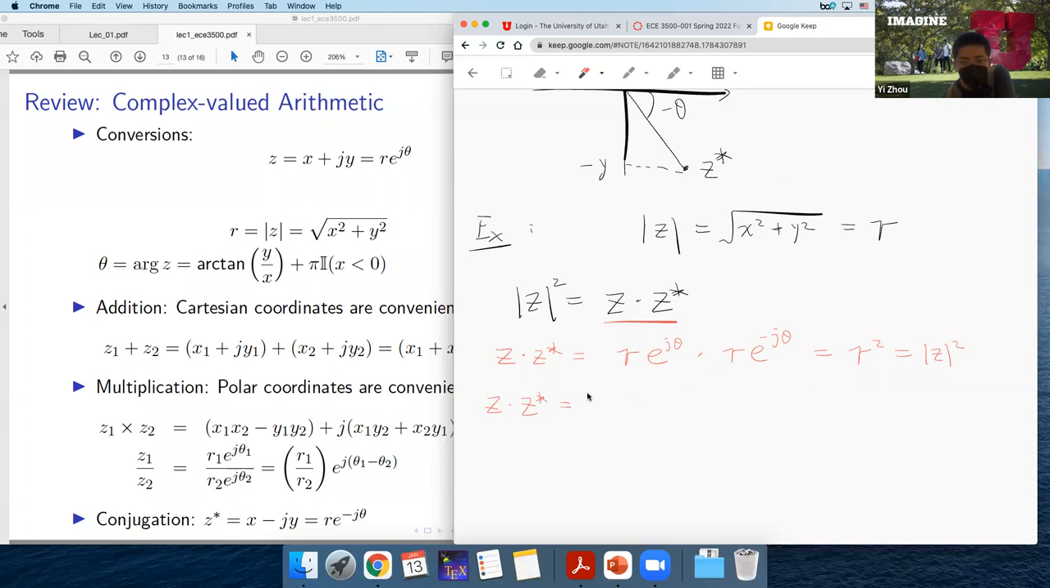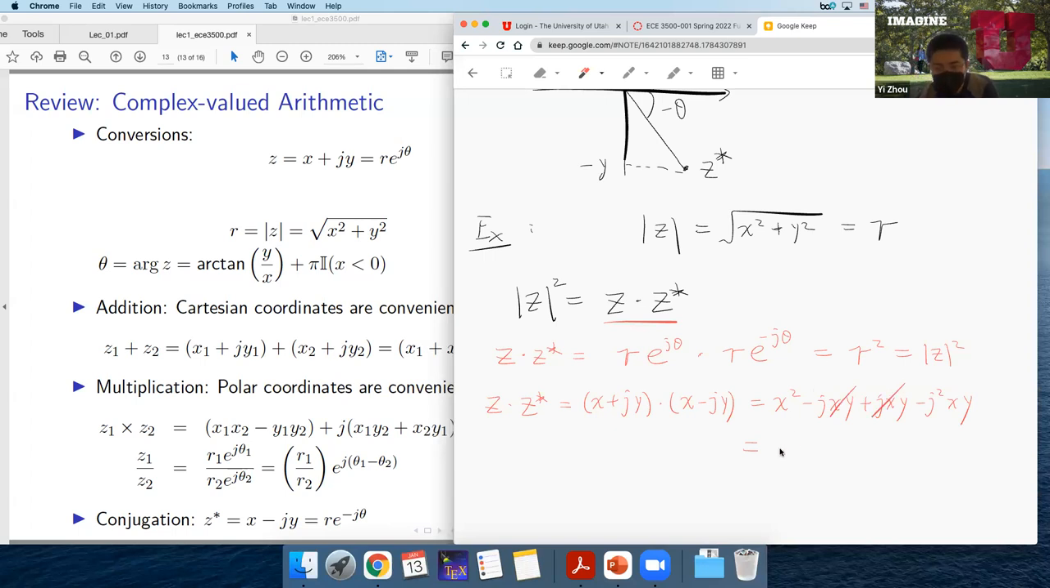Now using the Cartesian form, you can also get this result. Again, by definition, we only revert the sign of the imaginary part. And then you just write out, we have x squared. Well, the cross, let's do it one by one. x squared minus jxy plus jxy minus j squared xy. And definitely these two cancel out.